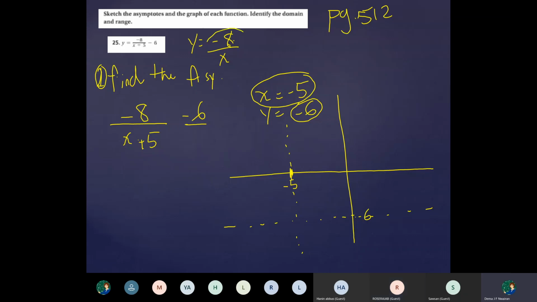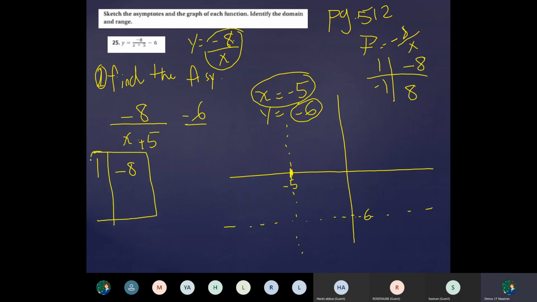Okay. Now after that, the parent function is negative 8 over x. If I put 1 and negative 1, if x is 1, y will be negative 8. And if x is negative 1, negative 8 over negative 1, the point will be 8. Yesterday when the function was 1 over x, the points were 1, 1 and negative 1, negative 1. Here the parent function is negative 8 over x, so the points will be 1, negative 8, and negative 1, 8.